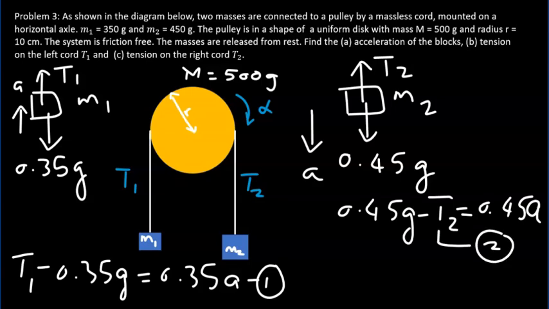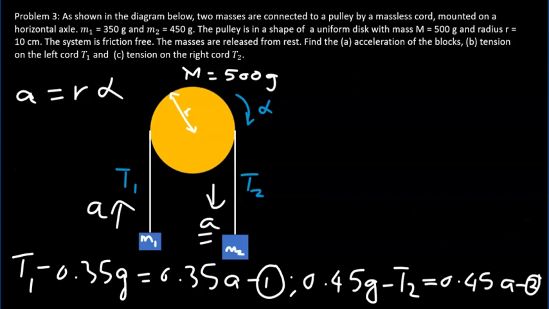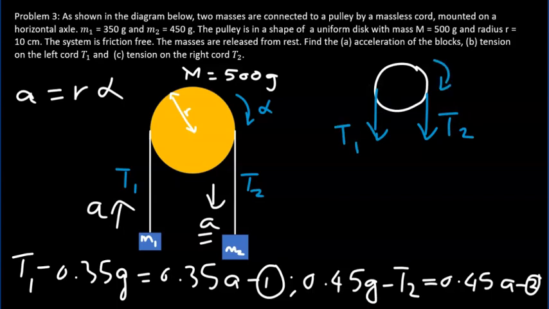Now we need a third equation. The third equation will come from the free body diagram for the pulley. Note that you have tension T2 and tension T1 like that, and the combination of the torques from these two forces, T1 and T2, rotate the pulley like that.